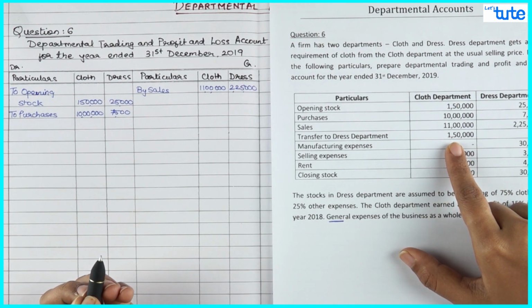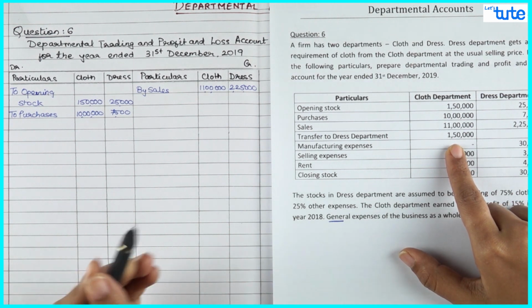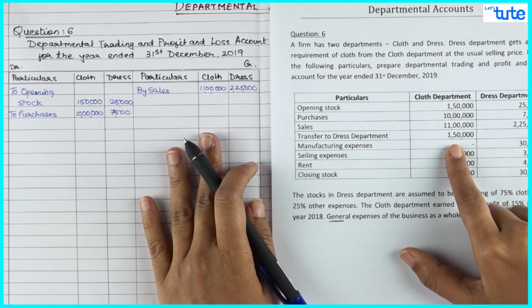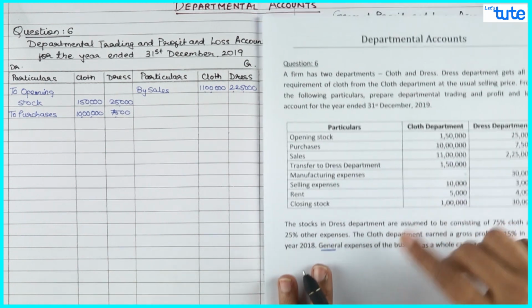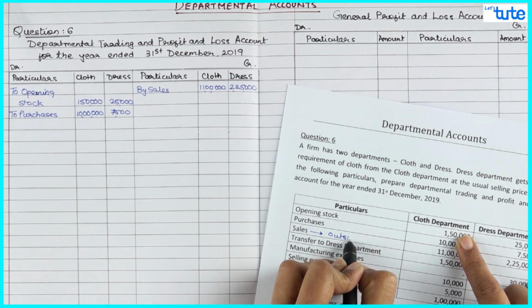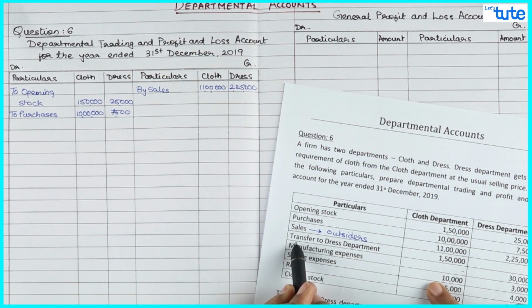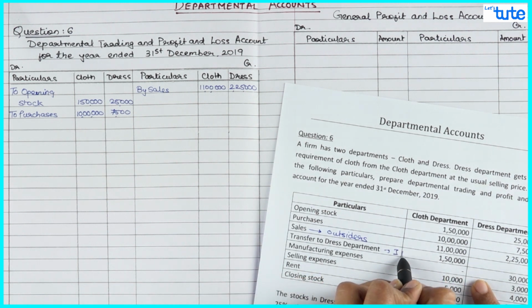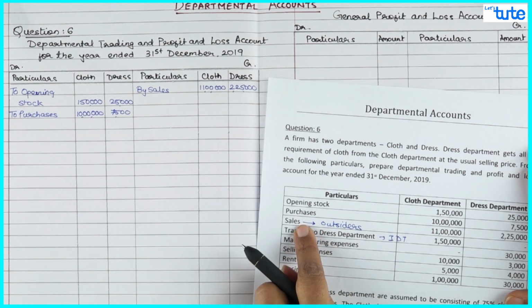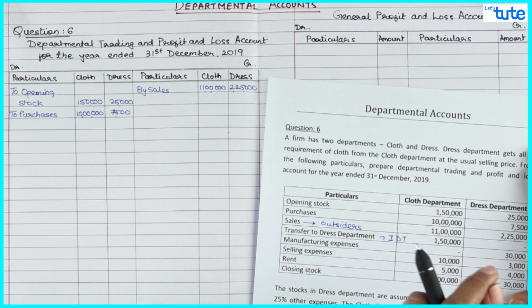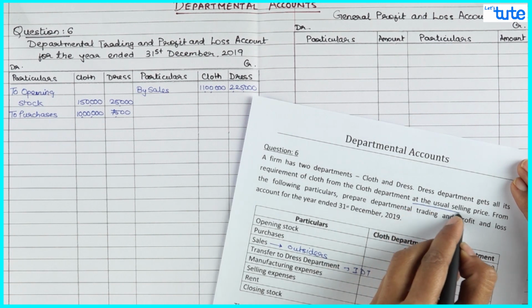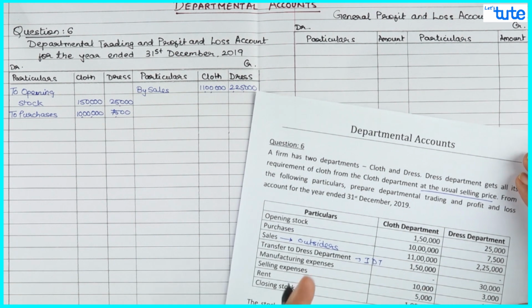Then transfer to dress department. Now that is your inter-department transfer. So cloth department is transferring goods to dress department. So we will credit it in cloth department because for cloth it is as good as sales. We can say this sales by the cloth department is towards the outsiders, but this transfer to dress department is kind of an inter-department transfer. So these both are sales. To outsiders it would obviously be at selling price by charging some profit, and in this inter-department transfer also this is at usual selling price.